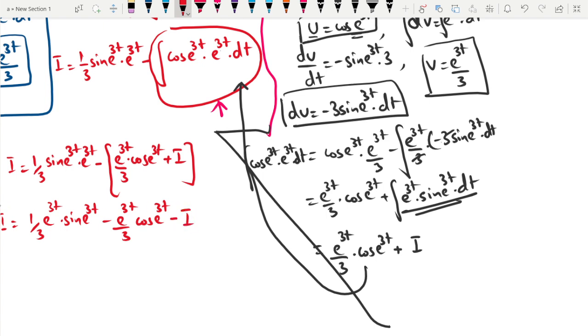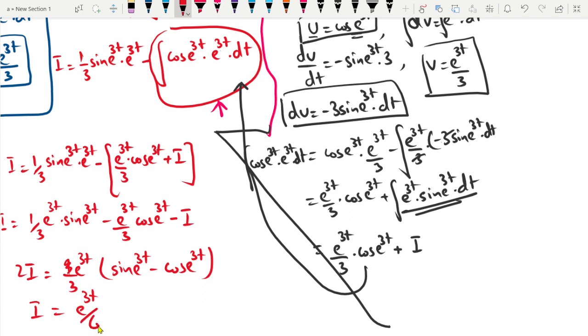So this I, when it moves to this side, becomes plus 2I, and 2I is equal to 1 over 3, taking 1 over 3 e^3t common, sine of e^3t minus cos of e^3t. So I is equal to e^3t divided by 6 times sine of e^3t minus cos of e^3t. So this is our final answer, plus C.